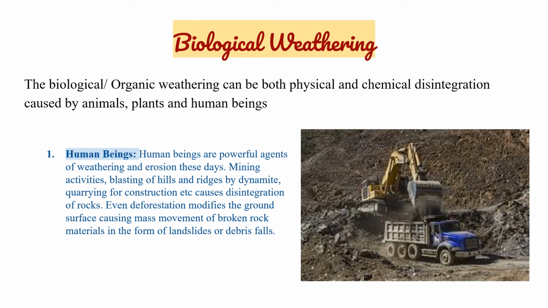Biological weathering. The biological or organic weathering can be both physical and chemical disintegration caused by animals, plants and human beings. Human beings are powerful agents of weathering and erosion these days. Mining activities, blasting of hills and ridges by dynamite, quarrying for construction, etc. cause disintegration of rocks. Even deforestation modifies the ground surface, causing mass movement of broken rock materials in the form of landslide or debris falls.